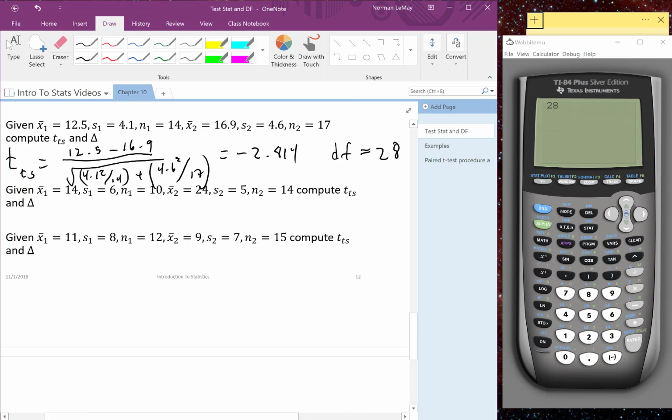Just to refresh, to compute the t-test statistic, write the formula out with all the numbers in it. Take the difference on top, hit the divide key, square root. Make sure you have 2 open brackets, 4.1 squared divided by 14 close, plus open bracket 4.6 squared divided by 17 close bracket, and throw another close bracket in. So I'd like for you to go ahead and pause this video and compute the next one.